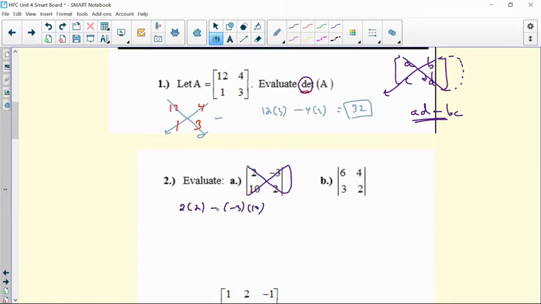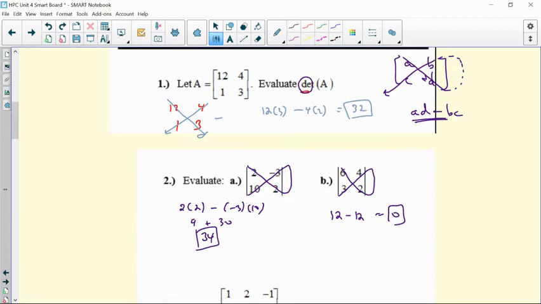And be really careful about that subtraction. A lot of times that's an easy place for a student to accidentally make a mistake. So it becomes 4 plus 30, which is 34. Here, 6 times 2 is 12 minus 4 times 3 is 12. So I get 12 minus 12, which is 0.